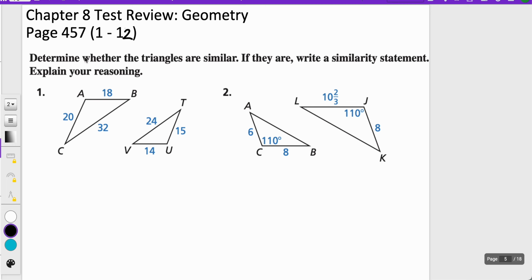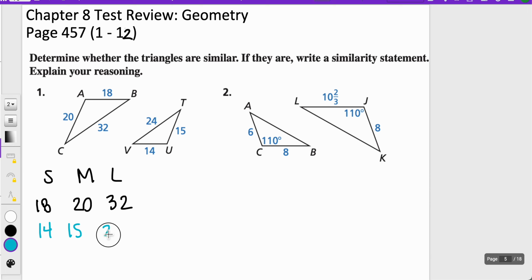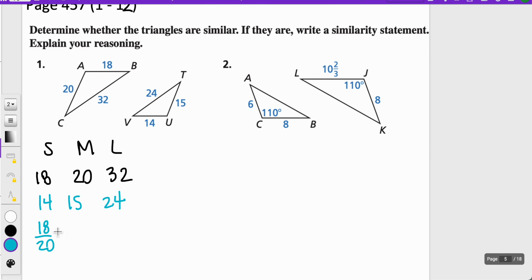So let's get started. The first thing I did here for number 1 is, because it doesn't tell me my similarity statement, what I focused on was my small, medium, and large numbers. For the first one, my small number was 18, medium number is 20, and large number is 32. And then for my second triangle, small was 14, medium was 15, and large was 24. So then what I was able to do is use that to set up a proportion. So I can do 18 over 20, small and medium, compared to 14 to 15.